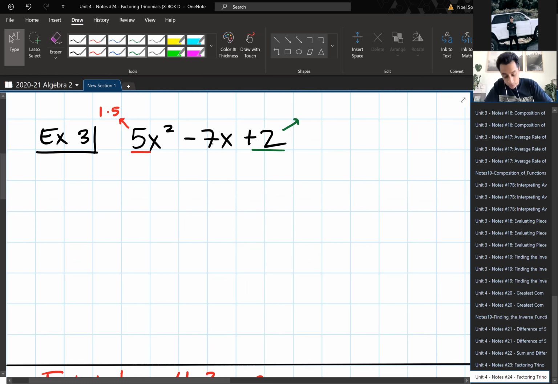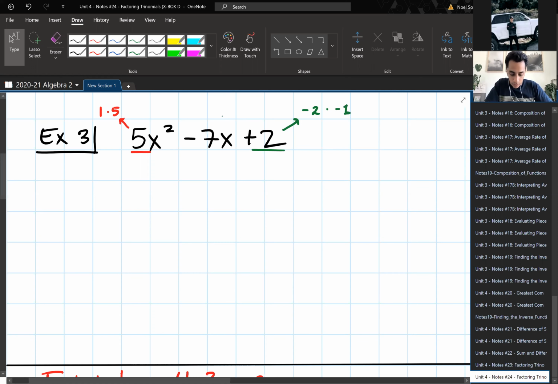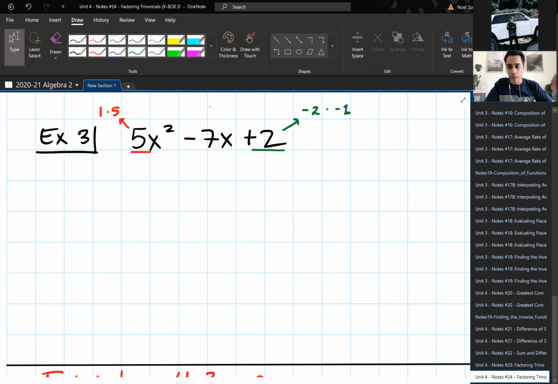So in this situation, looking ahead, previewing, looking at the signs, I can tell that my product will have to be positive, but the sum of the terms has to add up to be negative. That means that I should probably utilize negative 2 and negative 1 as my factors. Otherwise, I'm going to have some issues. I'm never going to be able to get to negative 7 if I only ever have positive factors. So this is one of those times where the cheat sheet that I gave you, box number 1 of notes number 23, comes in handy.